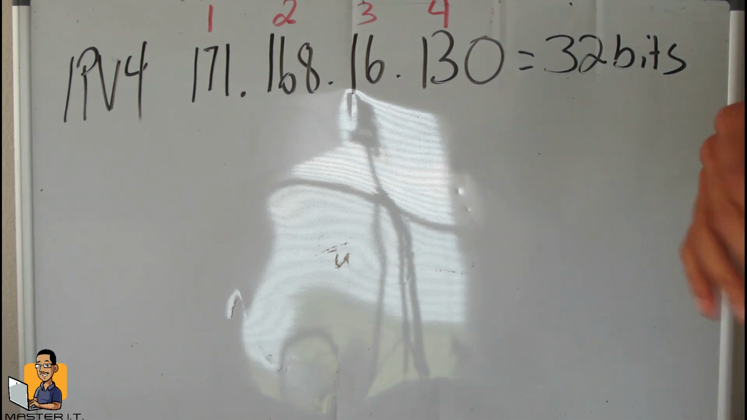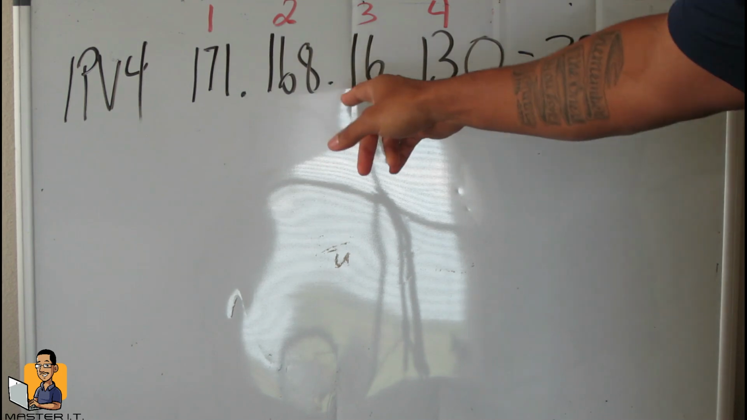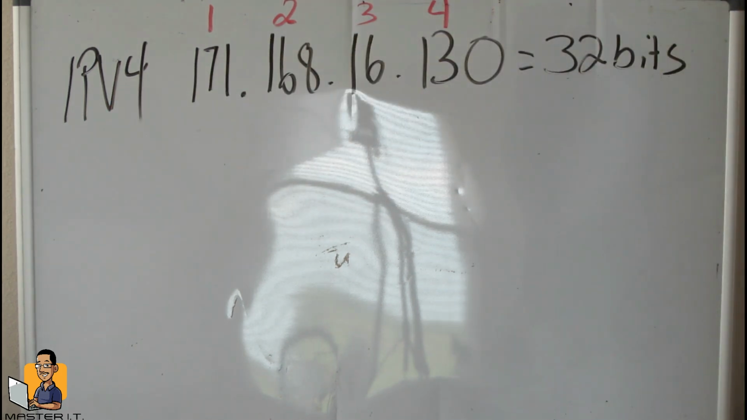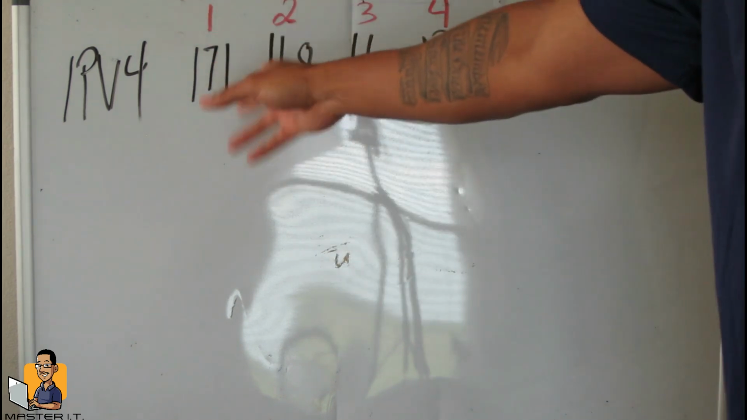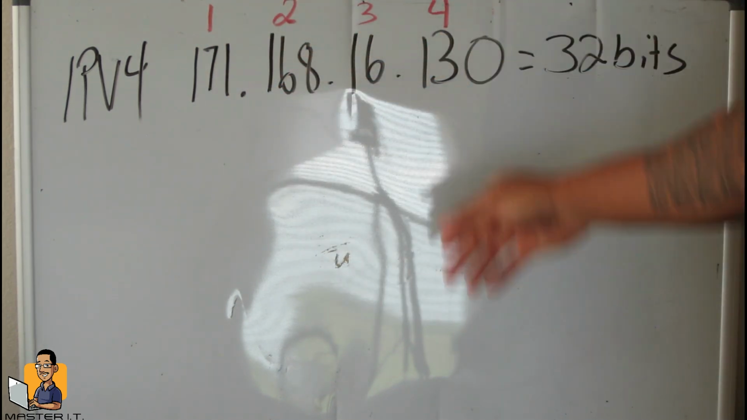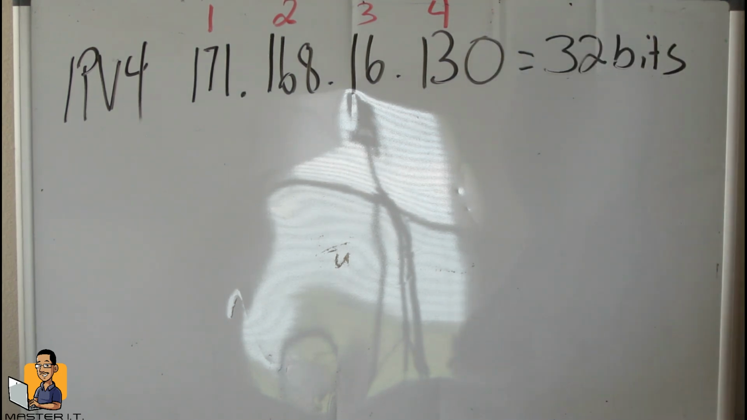All right, so let's go all the way back to the beginning. What is this? Great, that's an IP address. That is a version 4 IP address. Each one of these things is an octet. We got 1, 2, 3, 4. 8 times 4 equals 32. So this IP address is 32 bits.